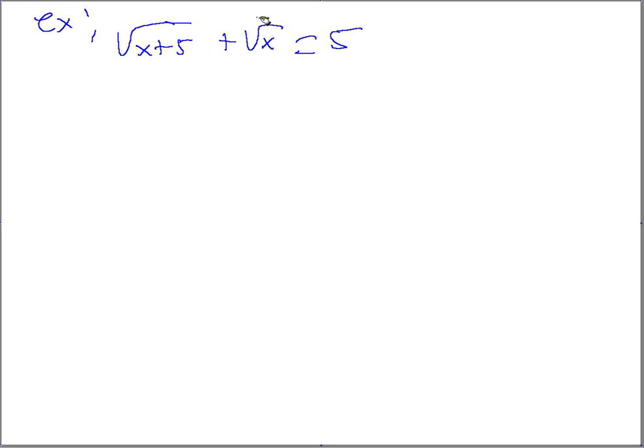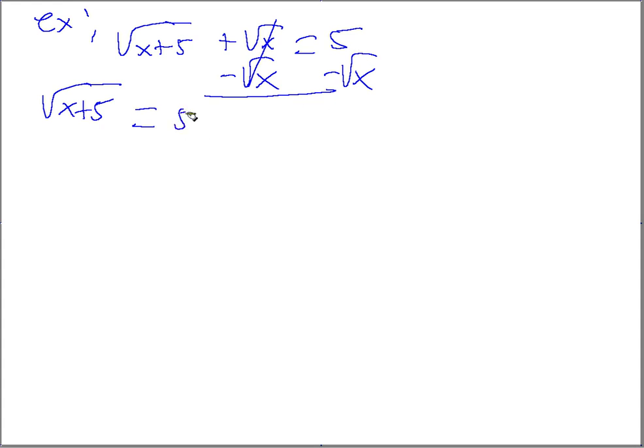So let me just bring this root x to the other side. How do I do that? Just subtract it out. Subtract out the root x on both sides. All right, no big deal. So you get root x plus 5. This problem's a little bit trickier because of the 2 radicals, right? But root x plus 5 is equal to what? 5 minus radical x. All right, 5 minus root x.